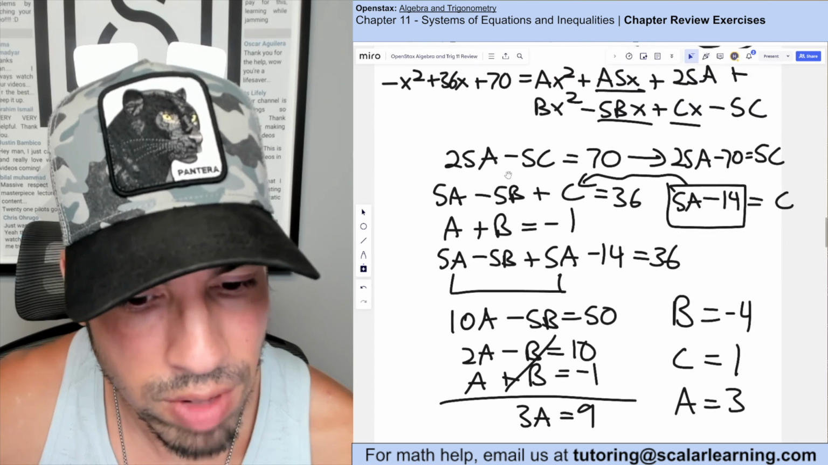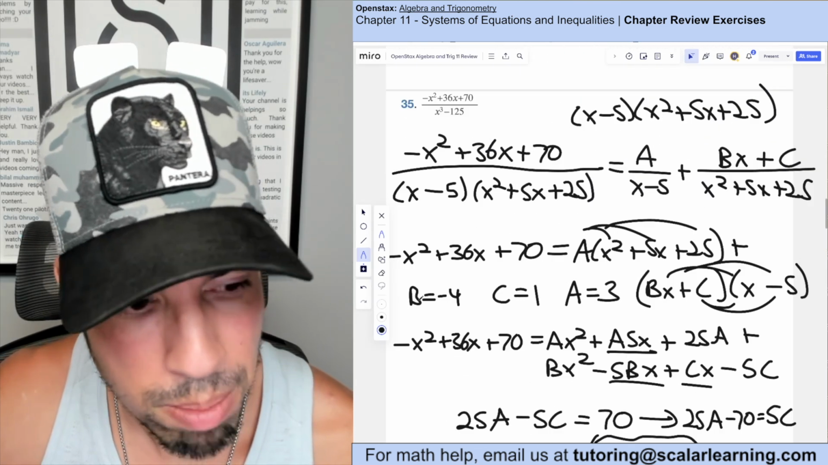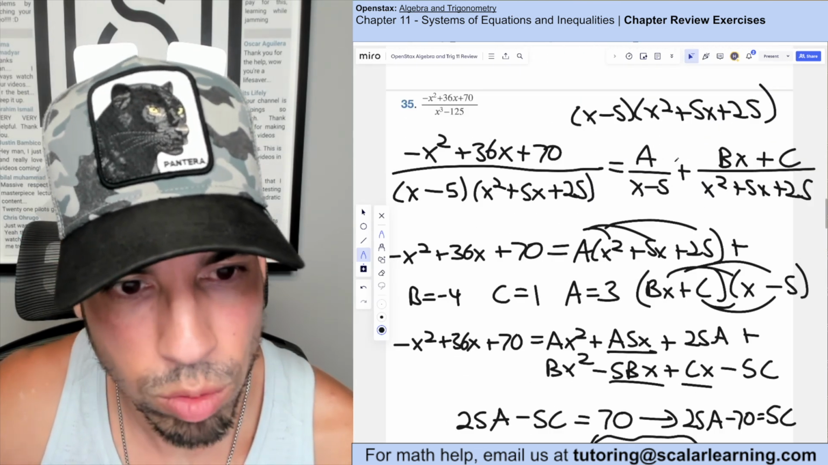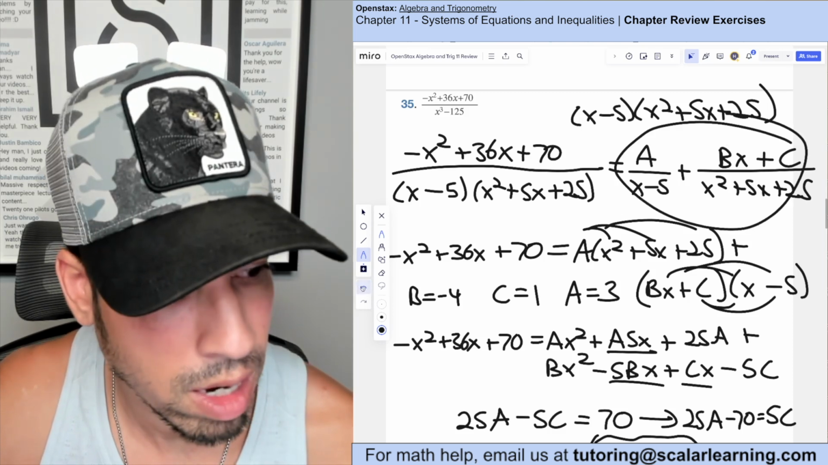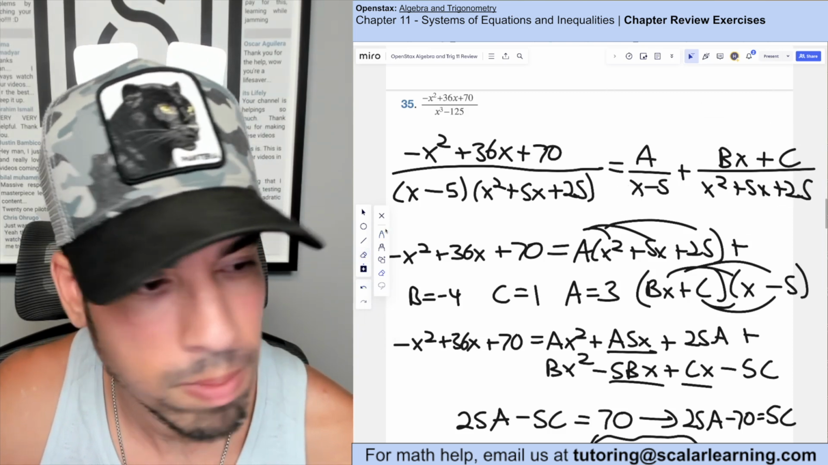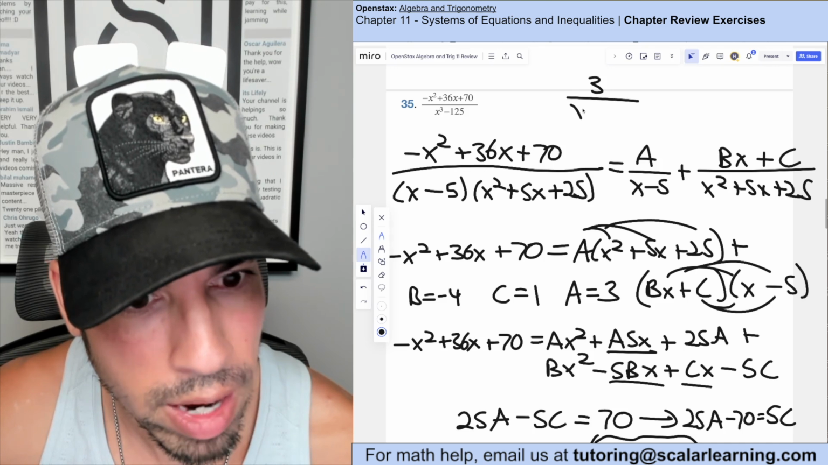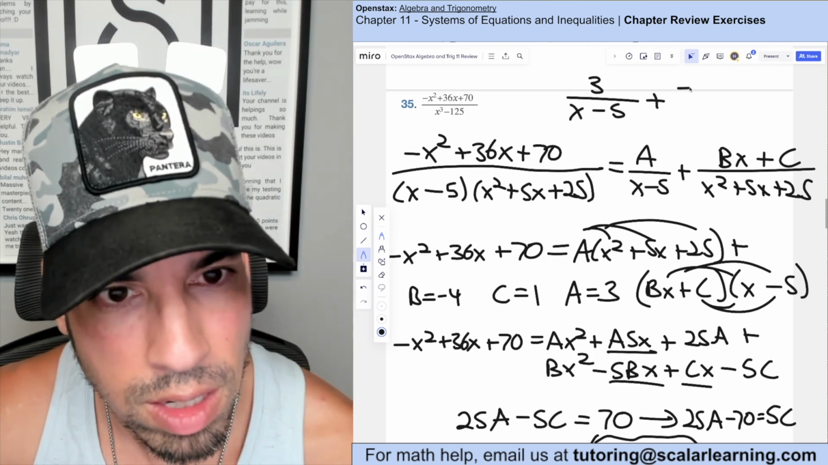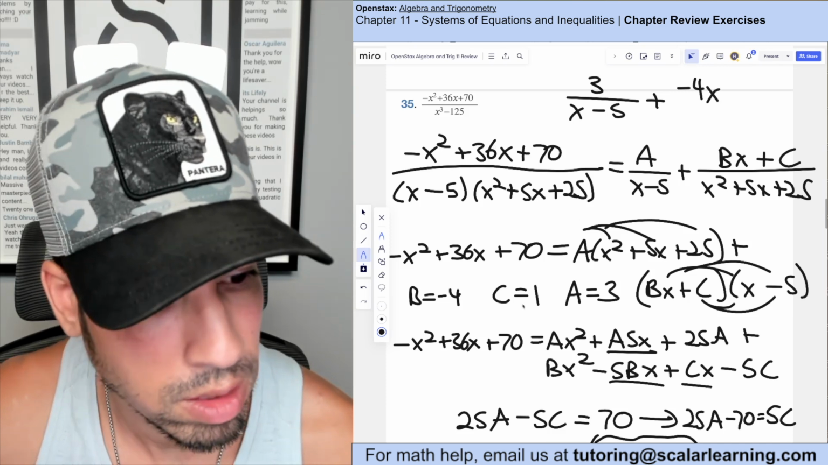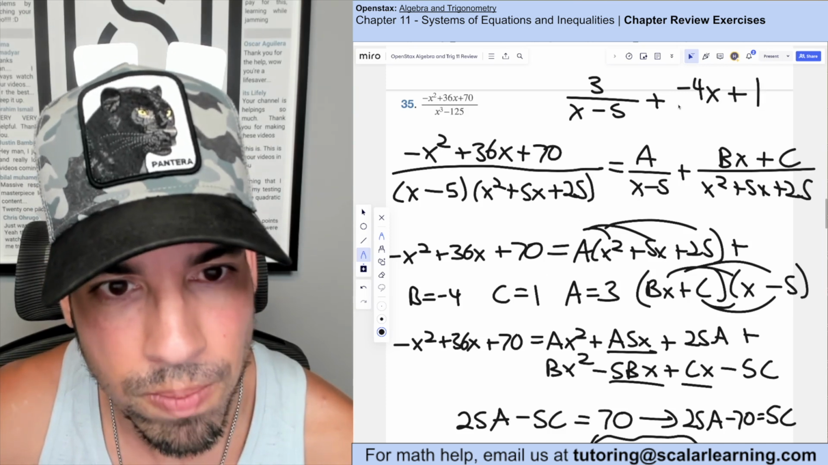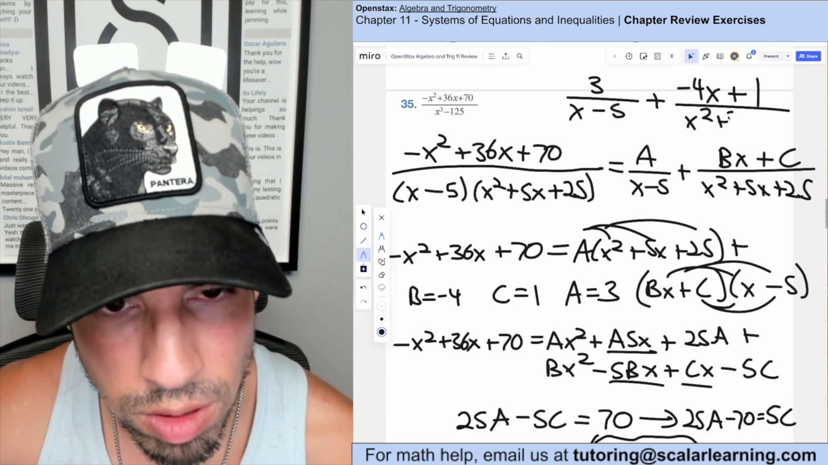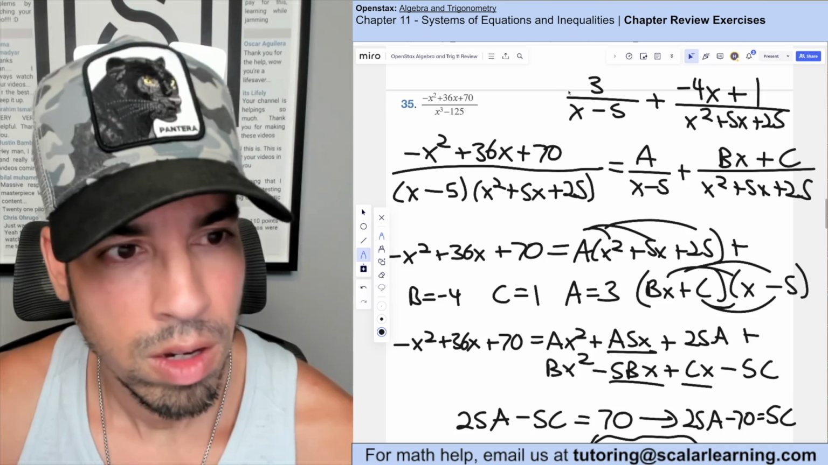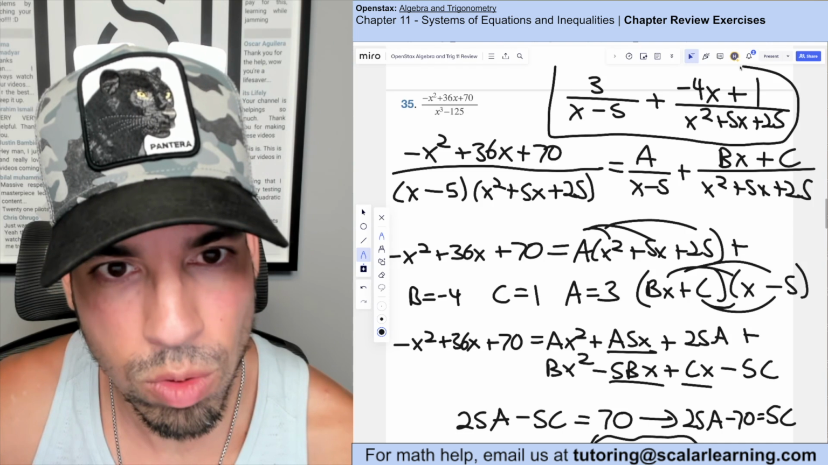Now we can take these values, -4, 1, 3, and we got b = -4, c = 1, a = 3, and we can just replace these guys with those values. So let's make some room. So we got 3 over x minus 5 plus, and then b is -4x, and c is +1 over x squared plus 5x plus 25. And that is how you do it.